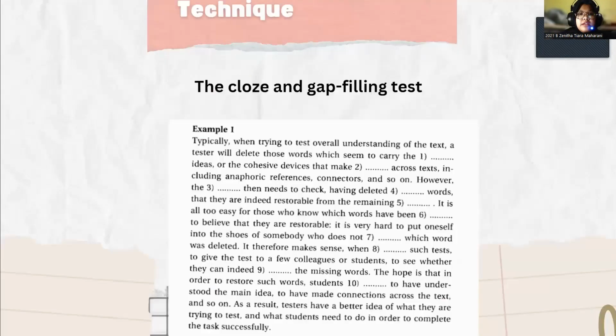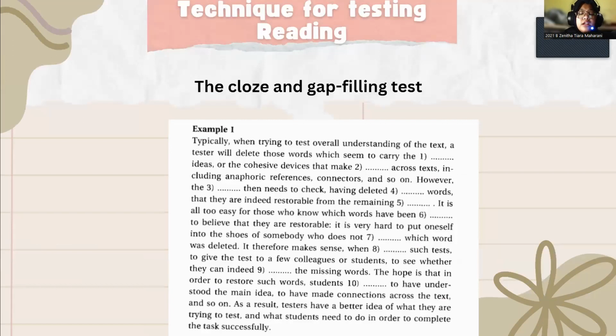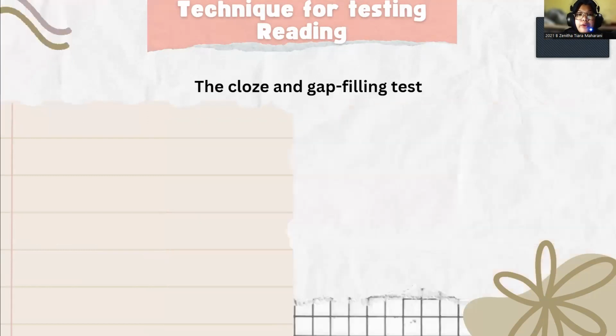Yeah, I will be presenting about techniques of testing reading. So the first is the cloze and gap-filling test, as you have probably seen around. And there are two types. The first is when we are given a word bank to fill in the gaps, and the second type is where we have to fill in the gaps without any word bank.